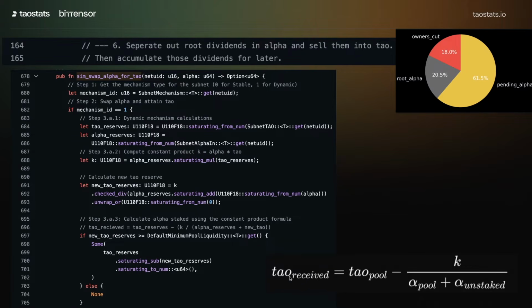And then the amount of tau that's being received is equal to the tau reserves, the amount of tau in the pool, minus the new tau reserves, this value, and that gives us the tau received. And then we're going to do a minimum here because it could also be 0 if there's no liquidity.